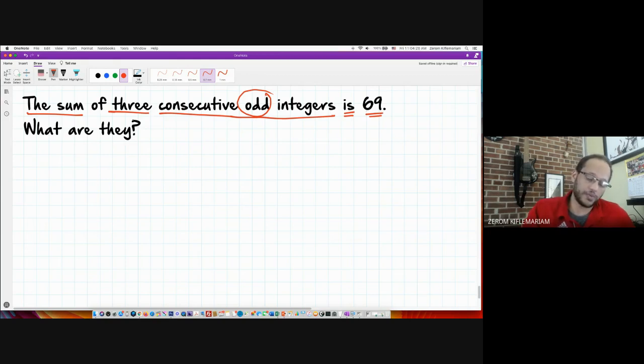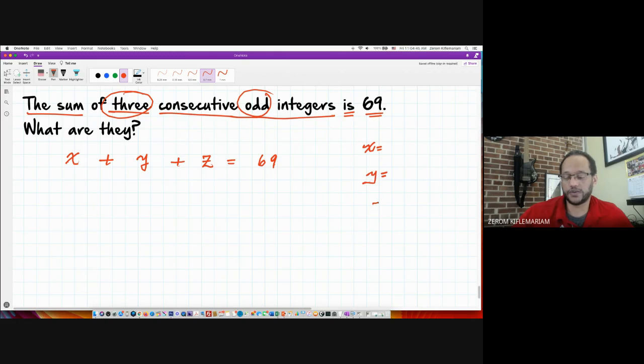So since I don't know what they are, all I care about at this time, there are three of them. I'm going to name them x plus y plus z is equal to 69. What do I know? They are what is x, what is y, and what is z. If x is just x, y would be, since they are consecutive odd, they are apart by 2, by 2, by 2, this will be x plus 2. The next number will be x plus 4.